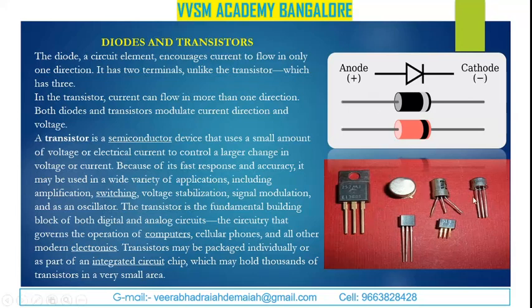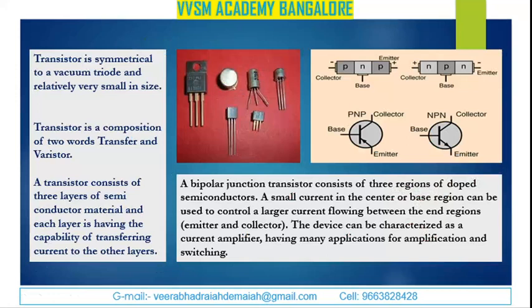Now these are the transistors. As I told you, the transistor changes the direction of the flow of electrons or flow of current. A transistor is similar to a vacuum triode and relatively very small in size. So, my dear friends, transistor is a composition of two words, transfer and varistor. A transistor consists of three layers of semiconductor material, and each layer has the capacity of transferring current to the other layers.